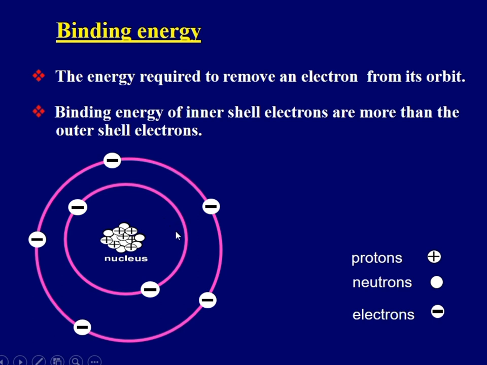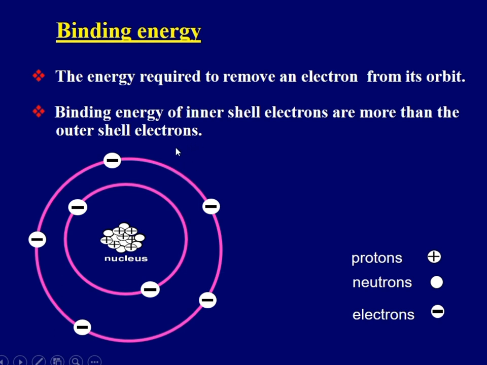Now what is the reason behind it? We can see in this diagram there are only 2 orbits, but let us suppose there is an atom which has many orbits and many electrons. What will happen in that atom is that the inner shell electron will be shielded by the outer shell electrons.